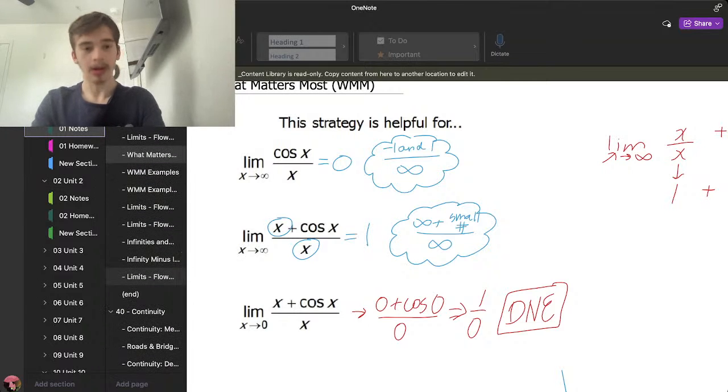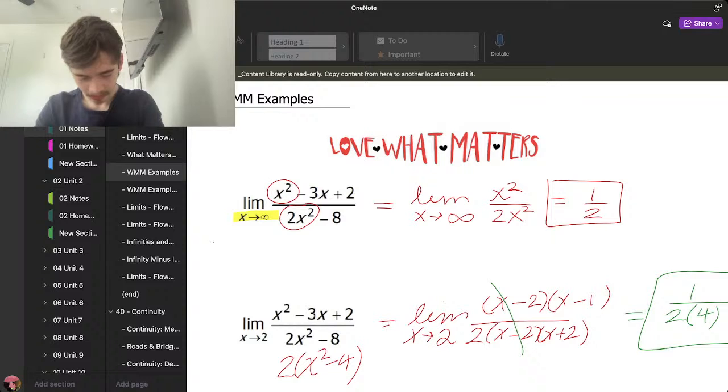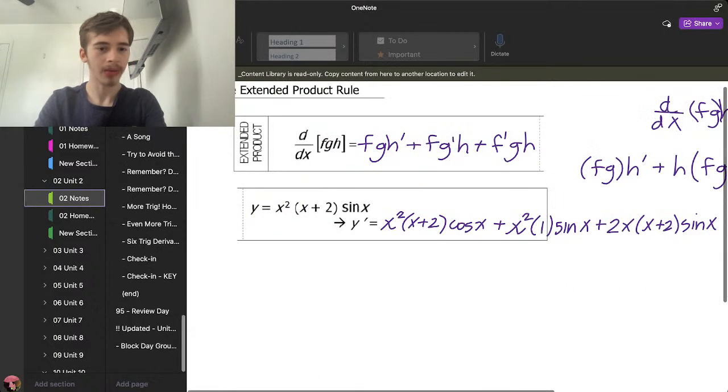What matters most? I feel like what matters most, here's a good example. Do I need to know cotangent and secant derivatives for the AP? Yes, I believe you do. I guess I could go back and quickly go over those.